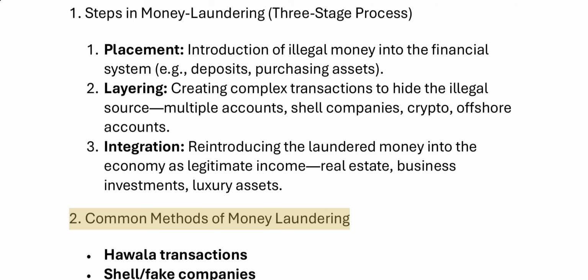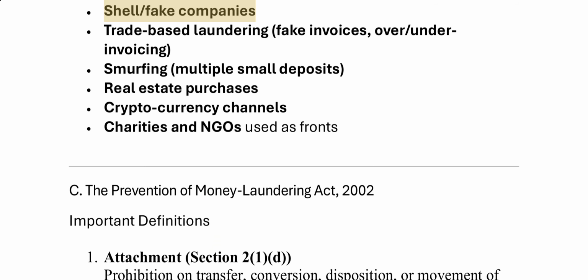2. Common methods of money laundering. Hawala transactions. Shell, fake companies. Trade-based laundering, fake invoices, over- and under-invoicing. Smurfing, multiple small deposits. Real estate purchases. Cryptocurrency channels. Charities and NGOs used as fronts.